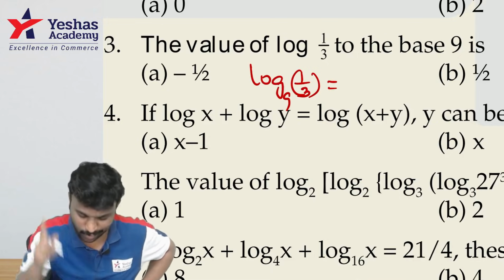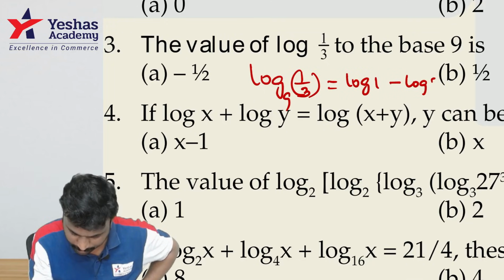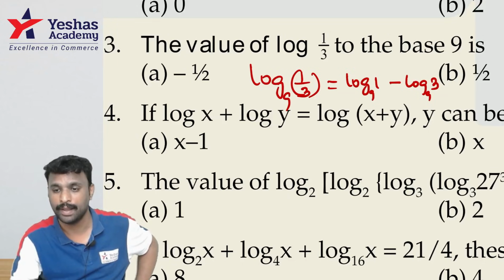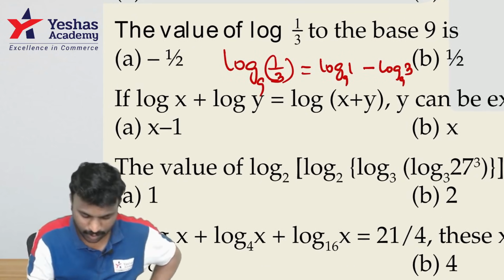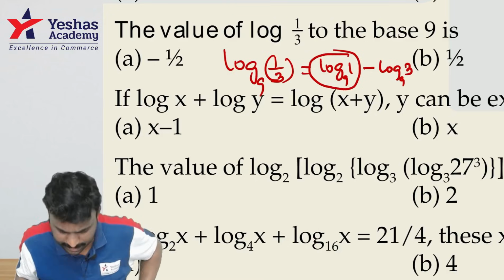Log x/y is log x minus log y. That means log 1 minus log 3. The base for both of them is 9 only. Isn't it? Yes. So log 1 to base 9 is what? 0. Isn't it? Log 1 to base 9 is 0.